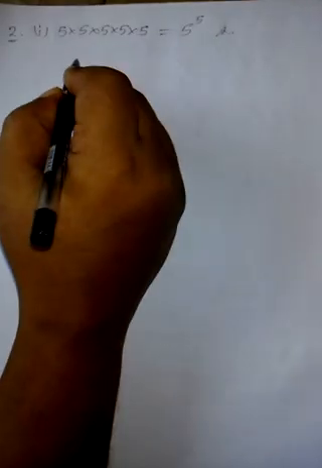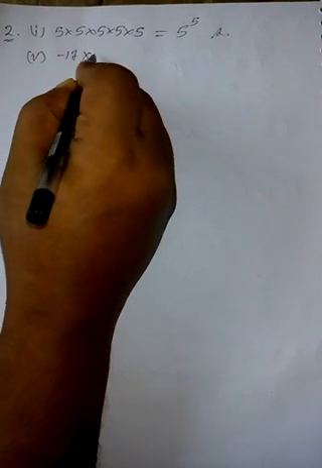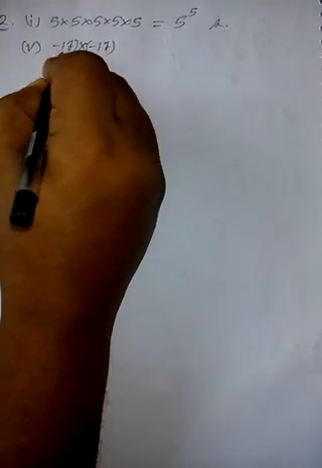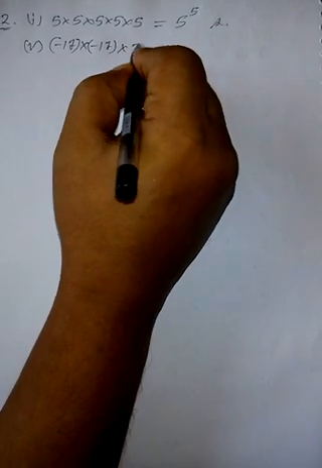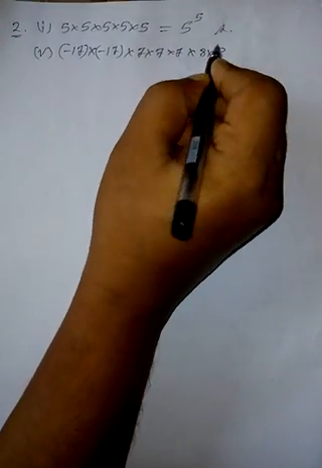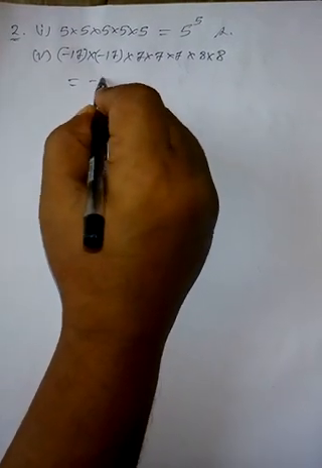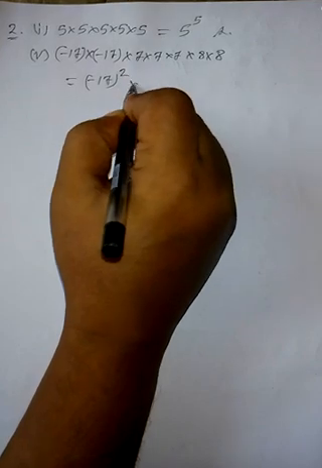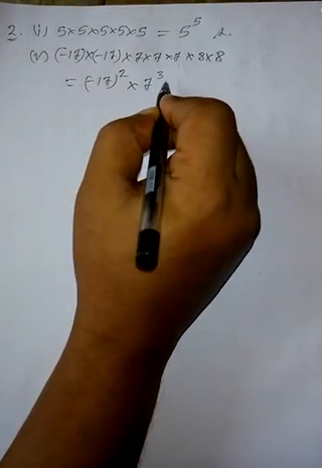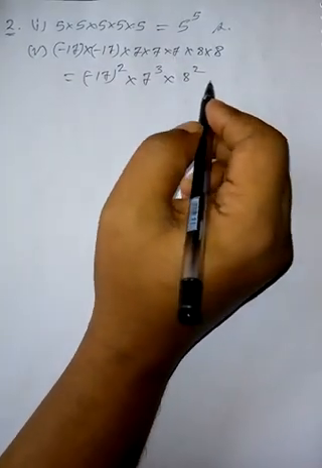Some more questions. Let it be the fifth part: minus 17 into minus 17 into 7 into 7 into 7 into 8 into 8. If you are asked to write in exponential form, you can write minus 17 raised to the power 2, 7 raised to the power 3 and 8 raised to the power 2. This is the exponential form.